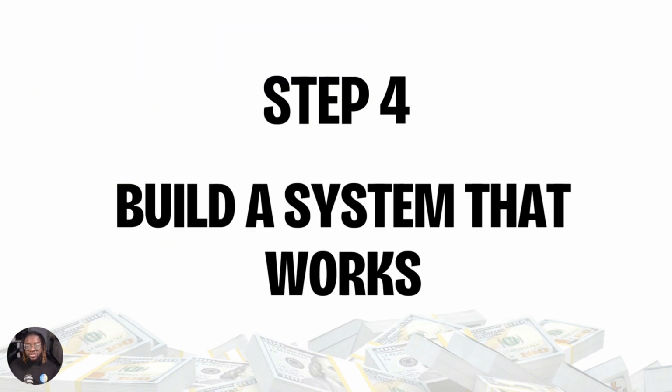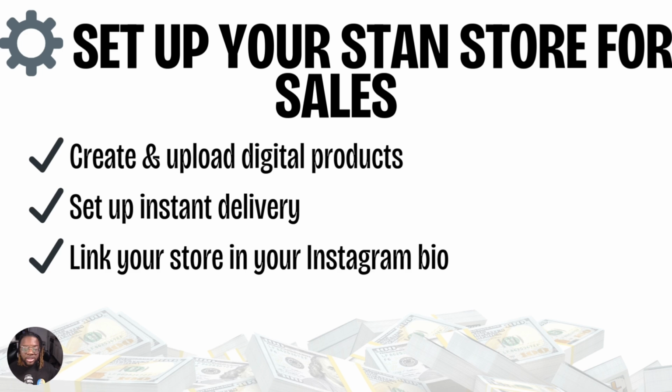So then you want to, in step four, you want to build a system that works. So we talked about you need attention. That's going to be social media. You need a system. All right. And we're going to talk about building a system that works. So your system is going to be your Stan store for sales. That's where you're going to create and upload digital products. You're going to set up your instant delivery, and then you're going to link your store in your Instagram bio. It's that simple.